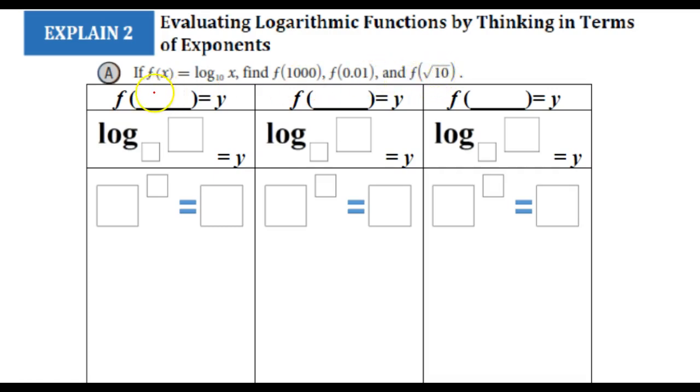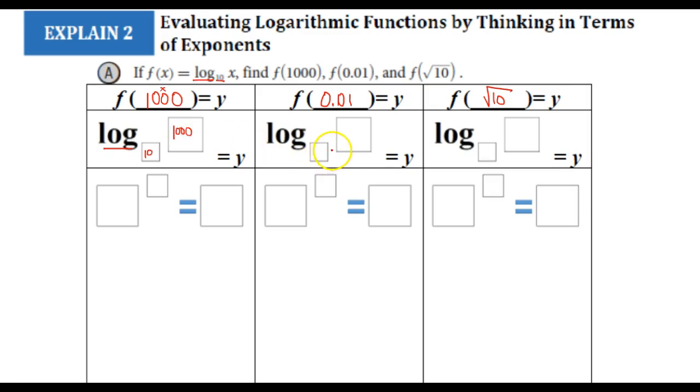Okay, so I kind of provided these spaces, so we're going to write these in. 1000, 0.01, and the square root of 10. Okay, so first things first, we're going to write this in for our log function. So log base 10, our x value, which in this case is 1000.